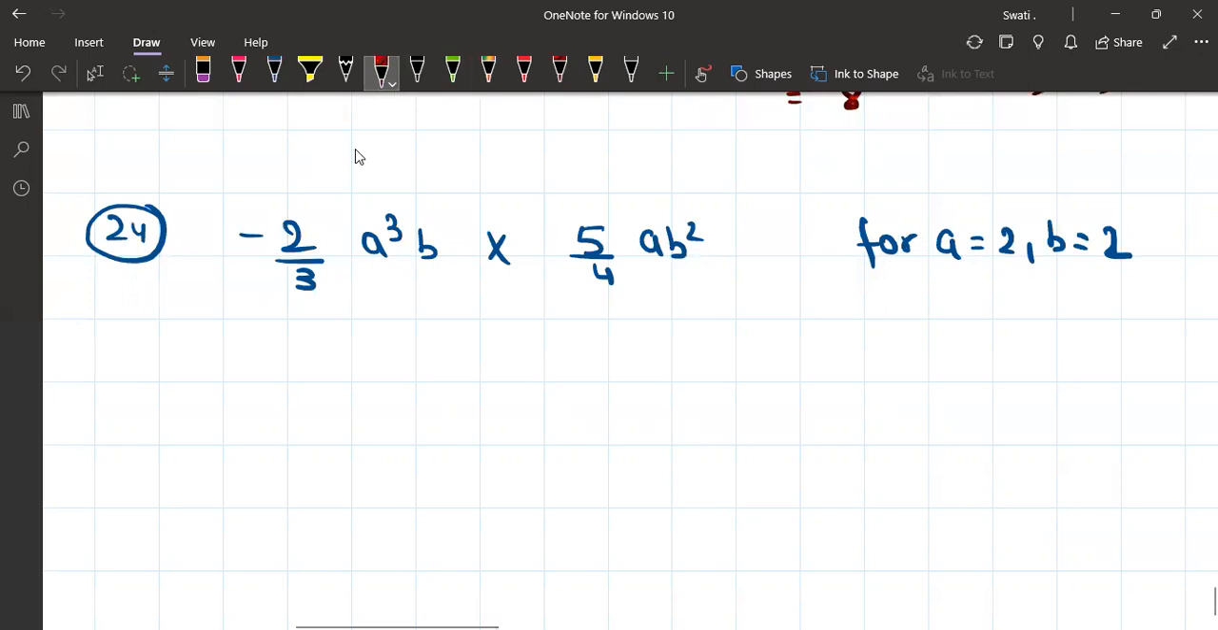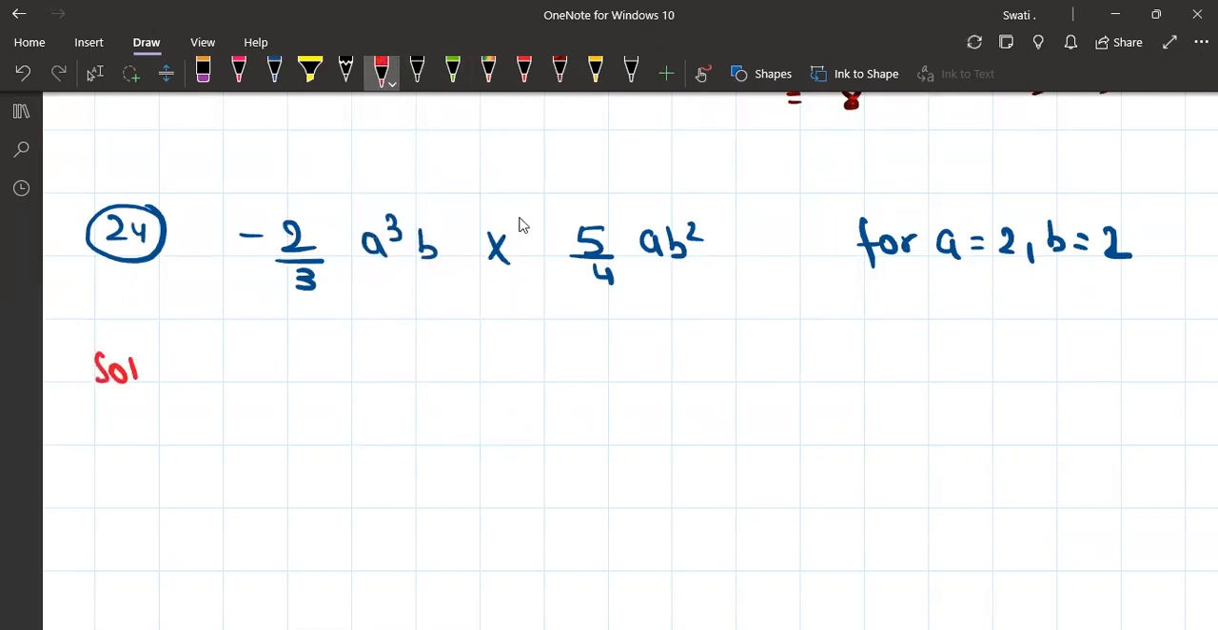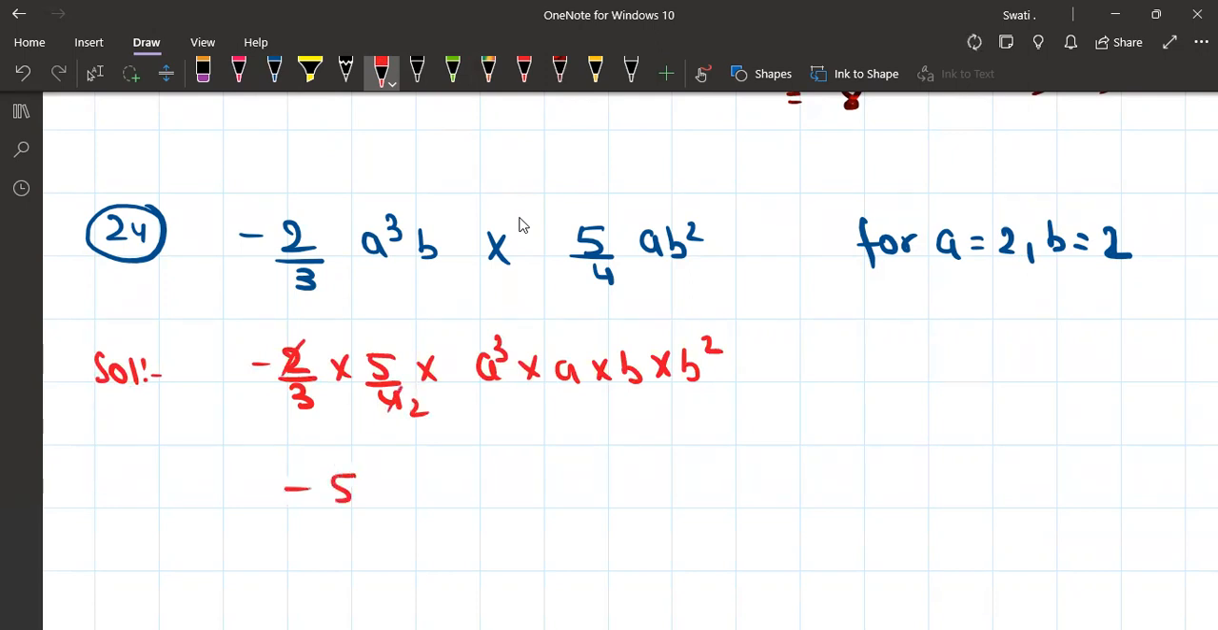So let's solve this. I'll try to use a different color here. We are going to write down the numbers, minus 2 by 3 times 5 by 4 together, and a cube times a together, and b times b square together. Of course, here 2 times 2 is 4, so this will become minus 5 upon 3 times 2 is 6. And a raised to 3 plus 1 is going to be a raised to 4, and b raised to 1 plus 2 is 3. Now, of course, this is going to be minus 5 by 6.